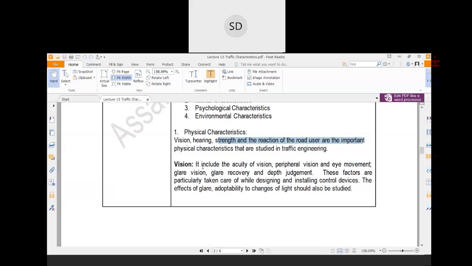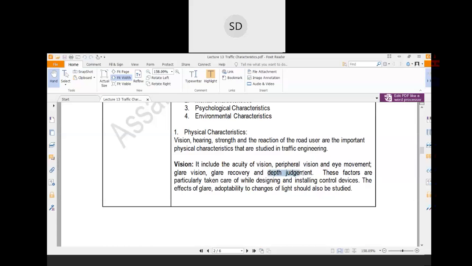Now, the vision includes the acuity of the vision, peripheral vision, and eye movement, whether he can move his eye properly. Then glare vision, how the driver can see through a glare, and glare recovery: if he is affected by the glare, how much time he will take to recover from the glare. Then depth of judgment, how deeply he can judge the situation.